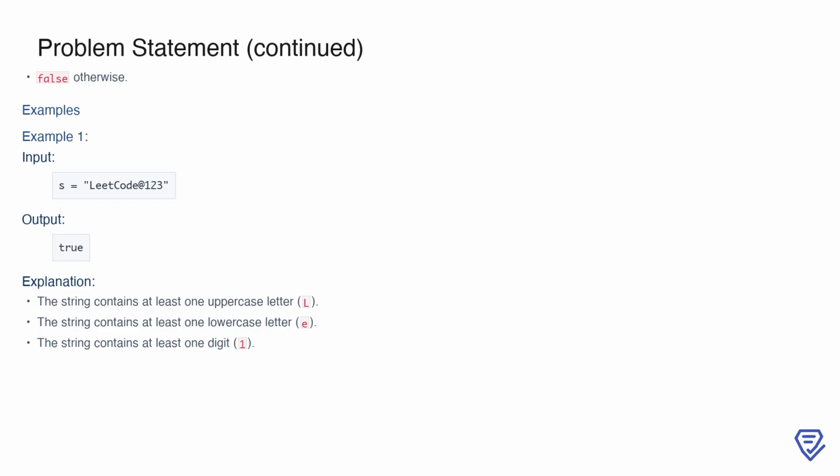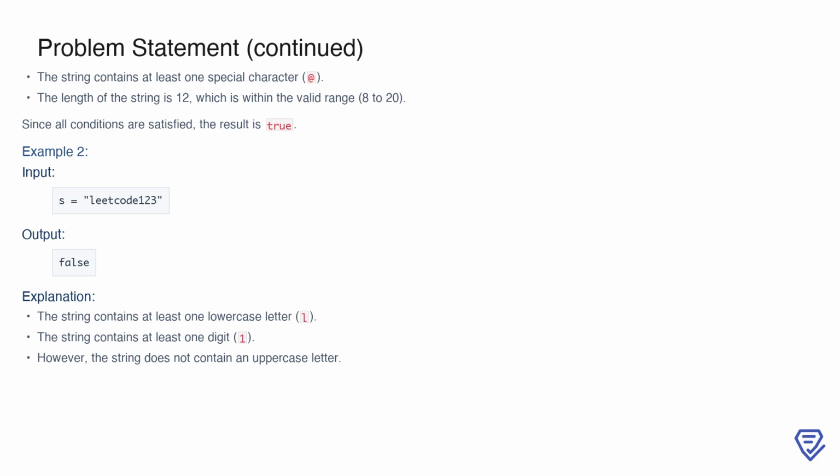Here's why: the string contains at least one uppercase letter, which is the L, and at least one lowercase letter, like the e. It also includes at least one digit, such as the 1, and one special character, which is the @. Finally, the length of the string is 12, which falls within the valid range of 8 to 20 characters. Since all the conditions are satisfied, the result is true.